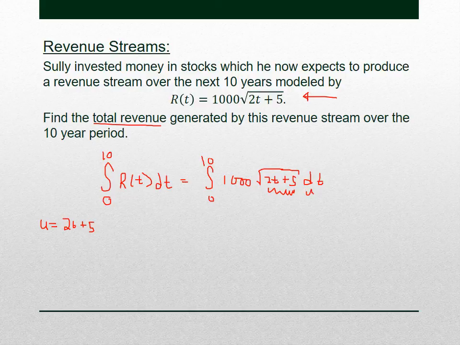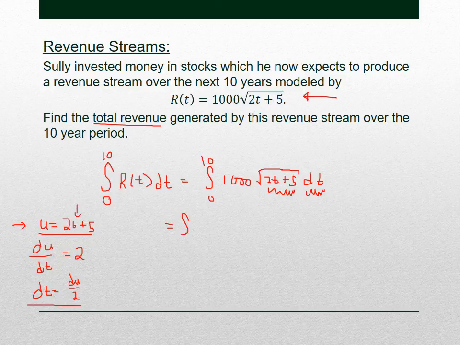And I also want to plug in something for dt there. So I'm going to take the derivative of this equation with respect to this variable t. On the left side, I get du dt. And on the right side, the derivative of 2t plus 5 with respect to t is 2. So solving for dt, you get dt equals du over 2. And so we're going to plug in for dt, du over 2, and plug in for 2t plus 5, u.